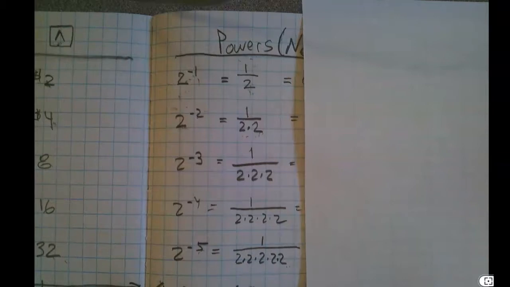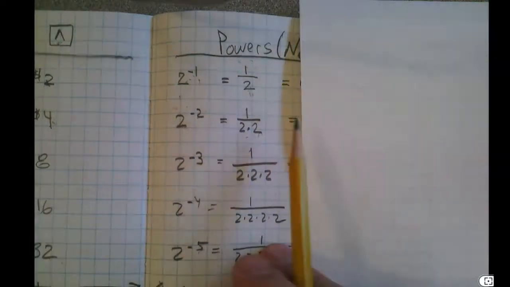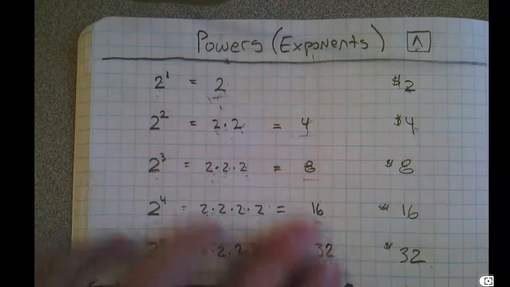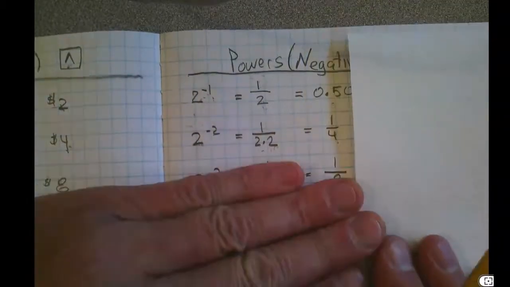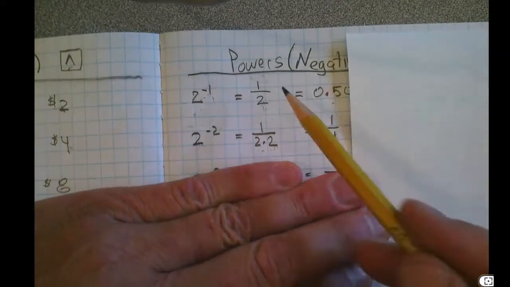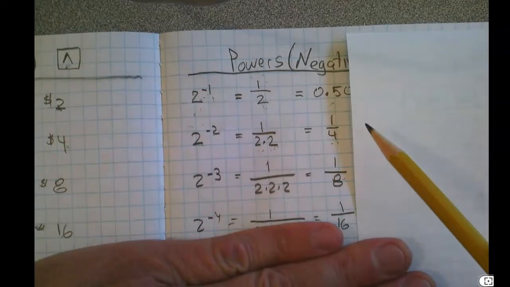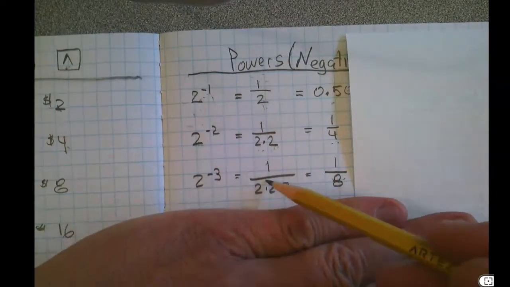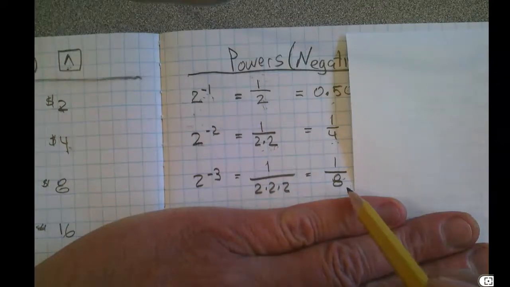What does that equal? Well, 2 times 2, as we saw over on the other side, you just look at your answer. 2 times 2 was 4, so obviously this equals 1/4. What about the next one? 2 times 2 times 2. 2 times 2 is 4, times 2 is 8. This is 1 over 8.